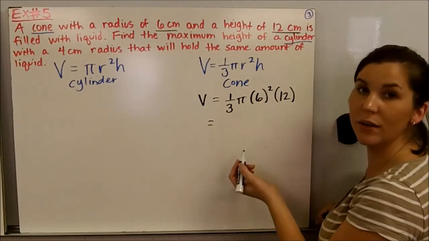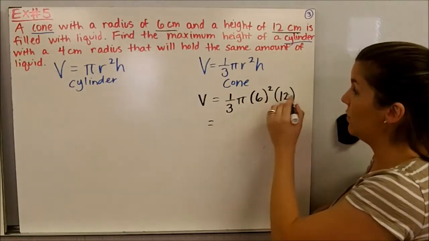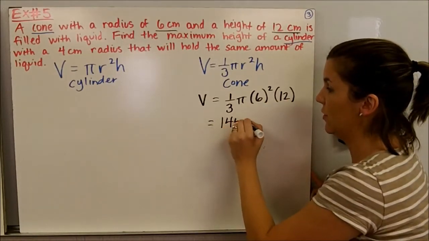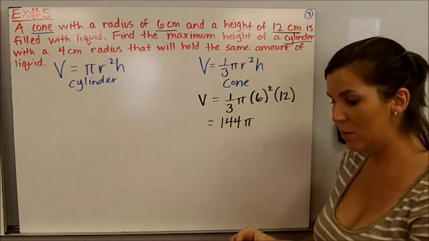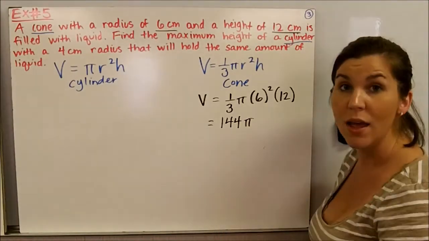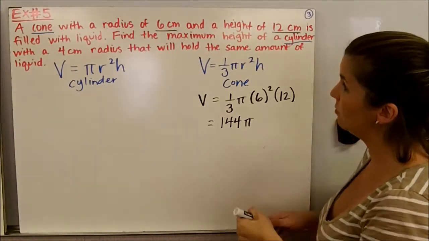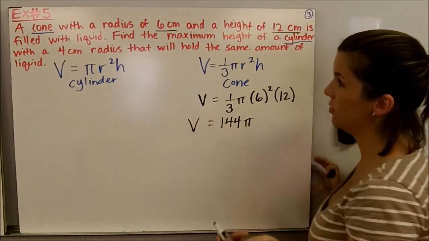So 6 squared is 36. 36 divided by 3 is 12, and 12 times 12 is 144 times pi. Now I'm not going to multiply by 3.14 because that's a rounded answer. I'm actually going to keep my values in terms of pi. Okay. And it's still equal to the volume.